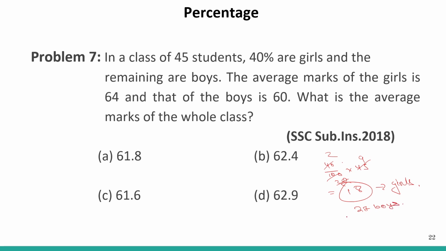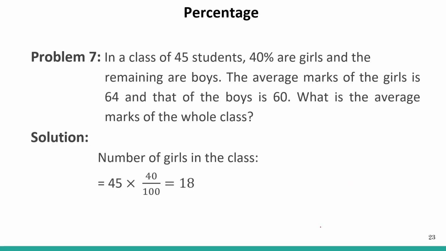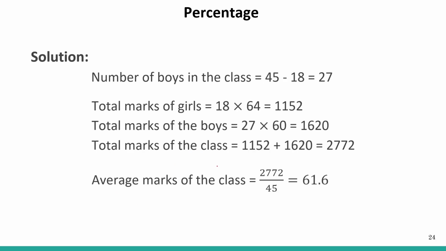So the average marks of the girls is 64 and that of boys is 60. So what is the average marks of the whole class? So let's see. The number of girls in the class is equal to 45 into 40 by 100, that is equal to 18. So number of boys in the class is equal to 45 minus 18 is equal to 27.